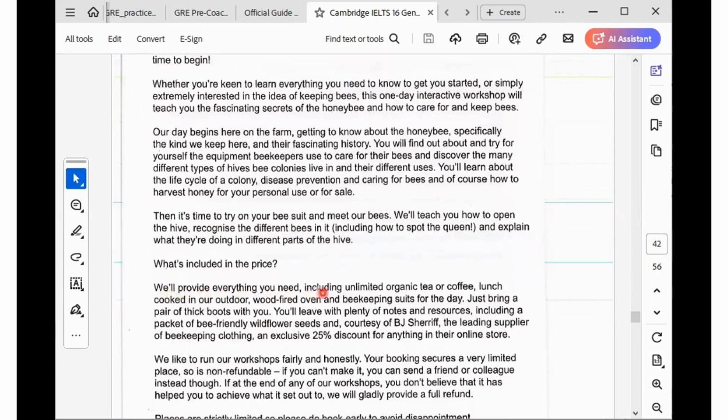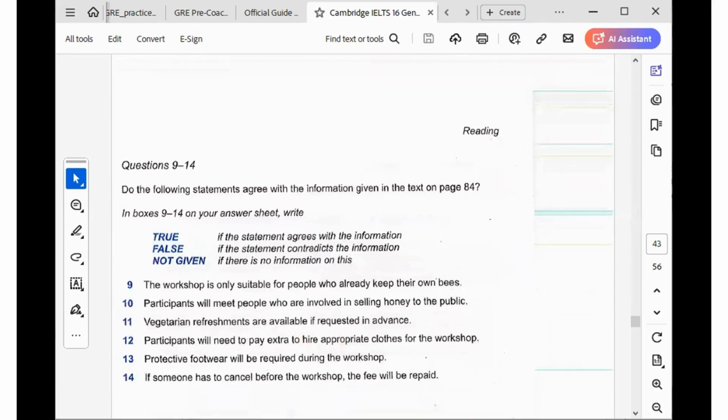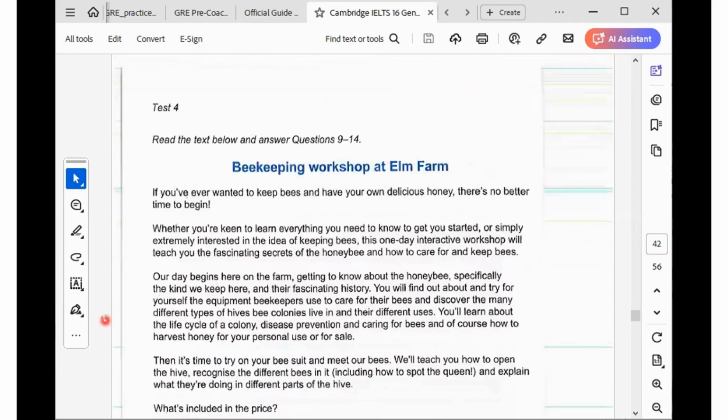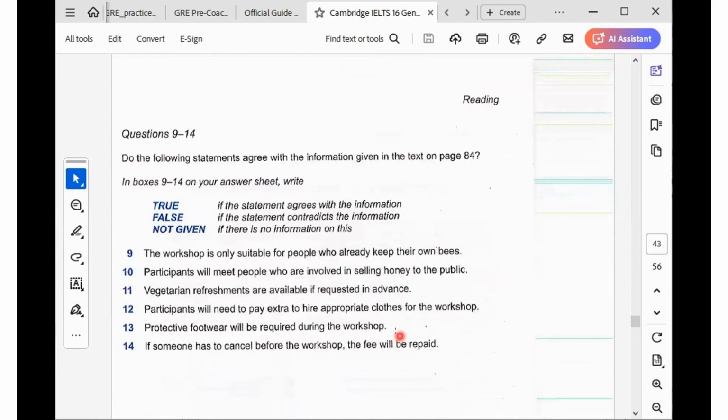We provide everything you need. Lunch cooked in our outdoor wood-fired oven. Just bring a pair of thick boots. There's nothing about vegetarian here. Number 11 is not given. We don't know whether they will provide vegetarian refreshments. Vegetarian refreshments, including unlimited organic tea or coffee, lunch cooked in our outdoor wood-fired oven. There's nothing like vegetarian. Vegetarian means it's just plants they are eating. So they didn't specify that.